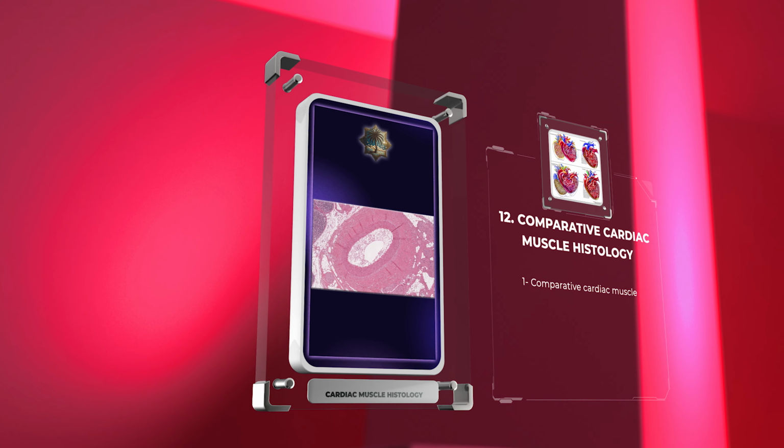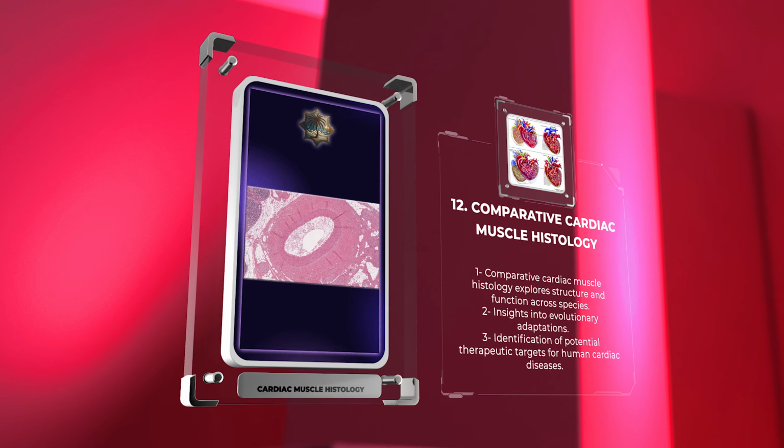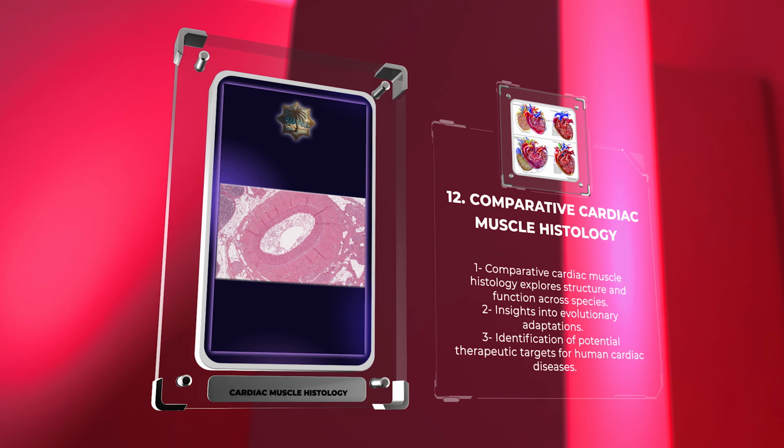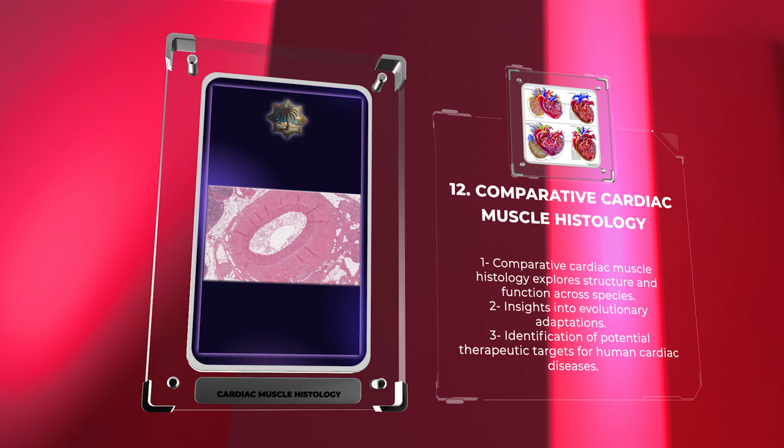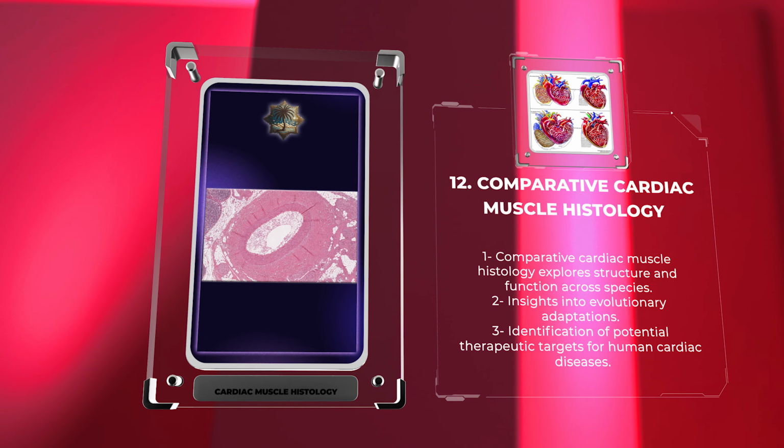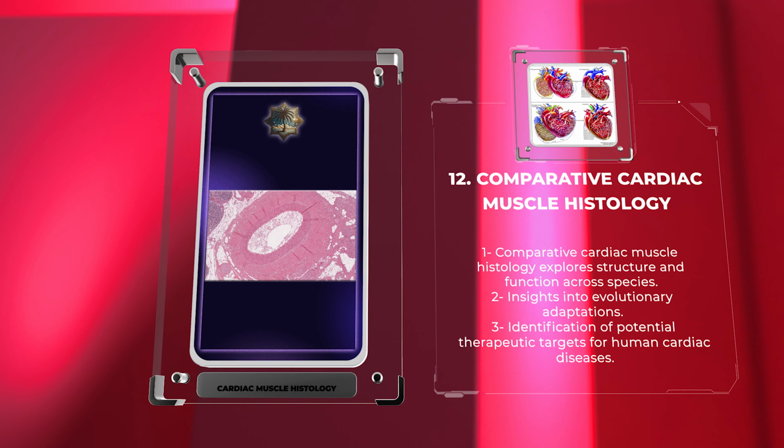Comparative cardiac muscle histology explores the differences and similarities in the structure and function of cardiac muscle among different species. Comparative studies allow researchers to gain insights into evolutionary adaptations and identify potential therapeutic targets for human cardiac diseases.